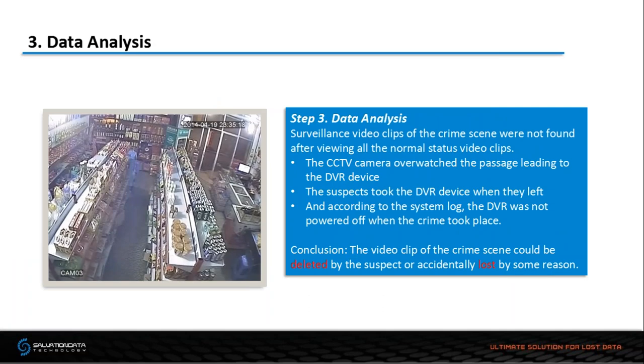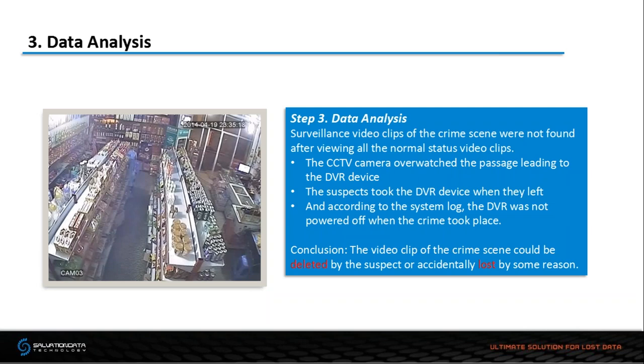Now with the image created, the next step is data analysis. The video files were successfully extracted directly from the DVR storage disk with the help of the VIP system. So the investigators started their analysis. They first checked all the normal status video clips, but could not find video clips of the crime scene. Now let's think about it. What could have happened to the video clips of the crime scene?